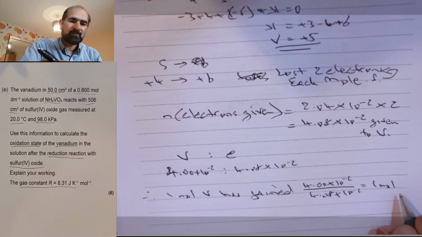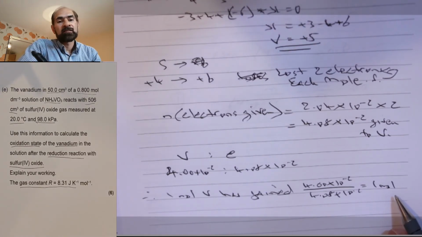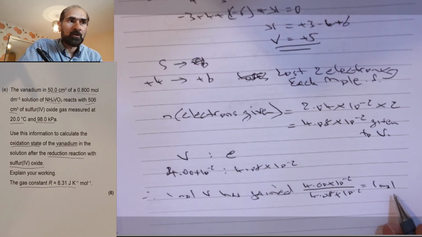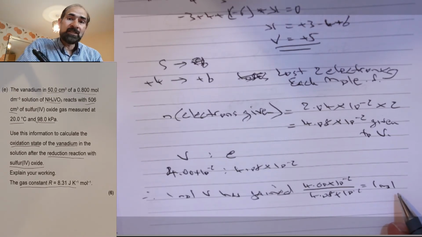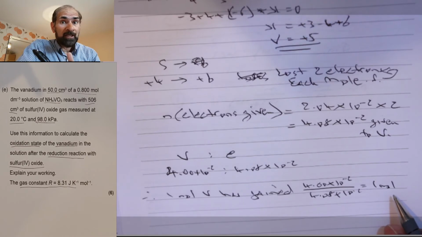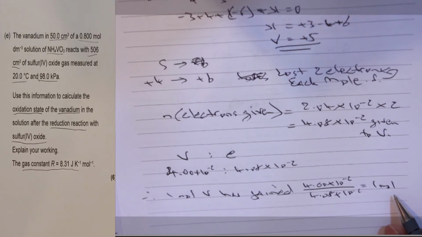So you can work it out. You'll notice it's very, very close to 1, and so 1 mole is fine. That means each mole of vanadium has taken 1 mole of electrons. All right, so 1 mole of vanadium has gained 1 mole of electrons.